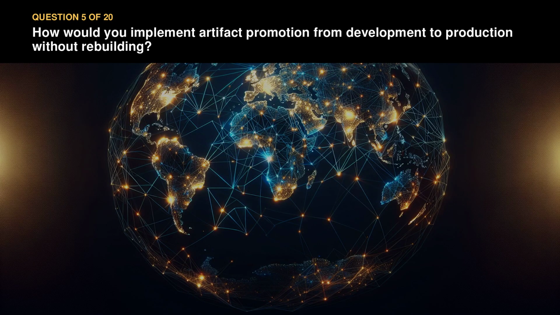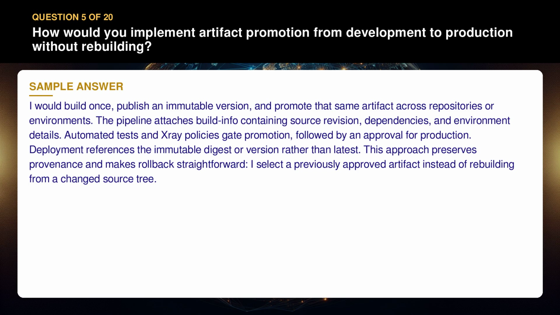Question 5. How would you implement artifact promotion from development to production without rebuilding? I would build once, publish an immutable version, and promote that same artifact across repositories or environments. The pipeline attaches build info containing source revision, dependencies, and environment details. Automated tests and Xray policies gate promotion, followed by an approval for production. Deployment references the immutable digest or version rather than latest. This approach preserves provenance and makes rollback straightforward.